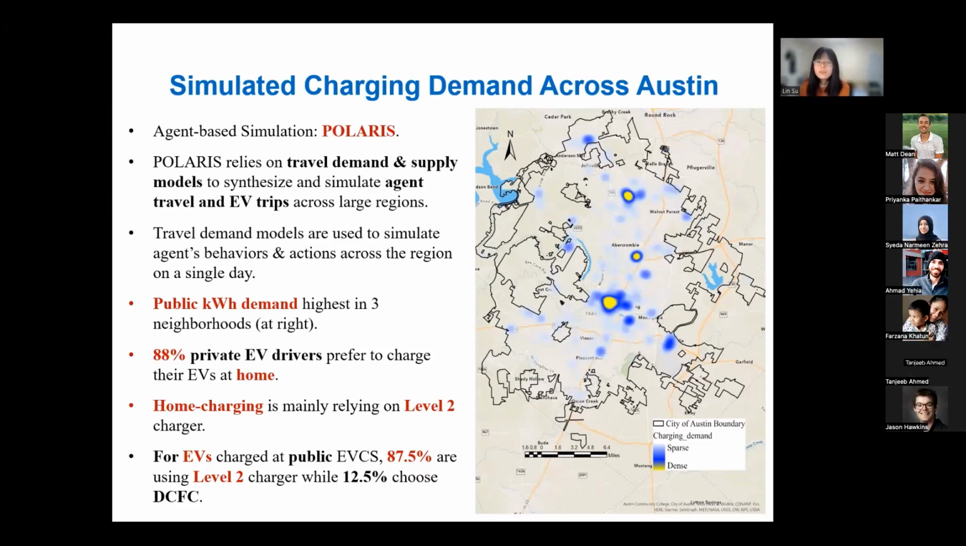Among private EV users, 88% prefer to charge their EVs at home, and the remaining 12% will get their EV charged at public charging stations. Home charging mainly relies on level 2 chargers. As for EVs heading to public EV charging stations for charging, 87.5% charge by level 2, while 12.5% use DC fast charging stations.